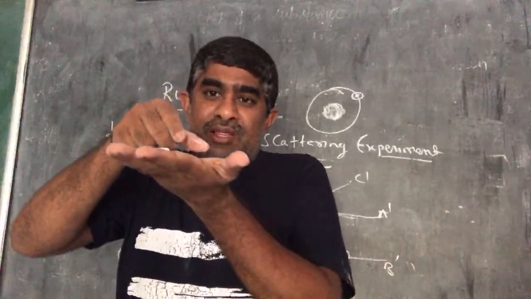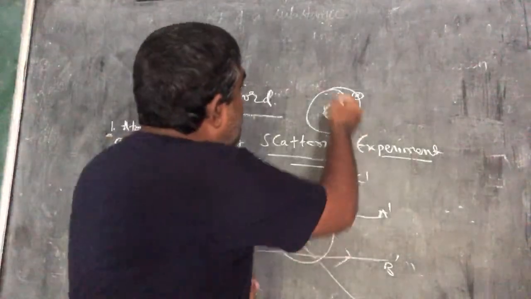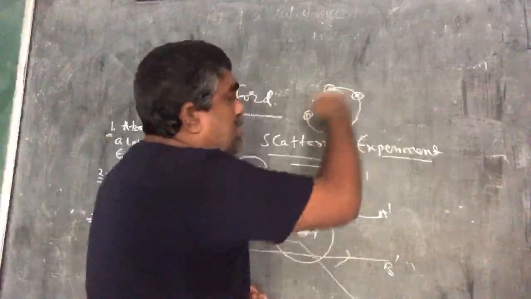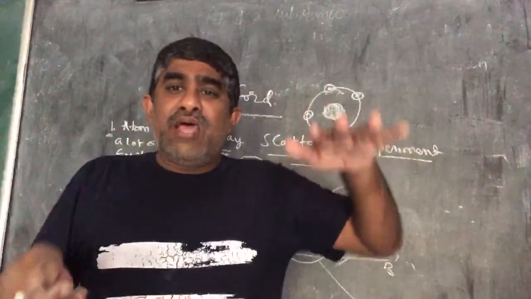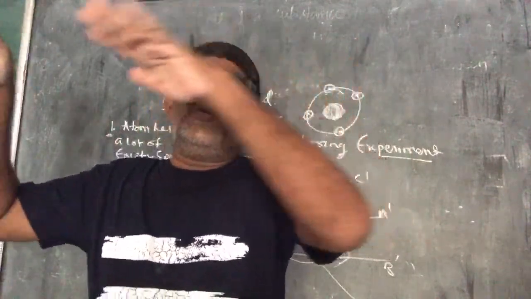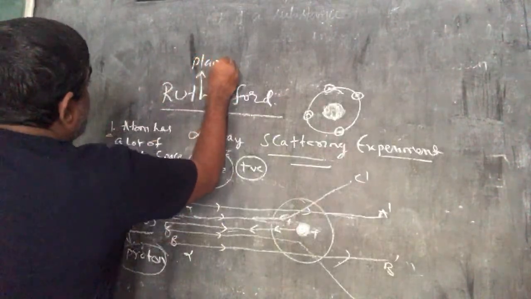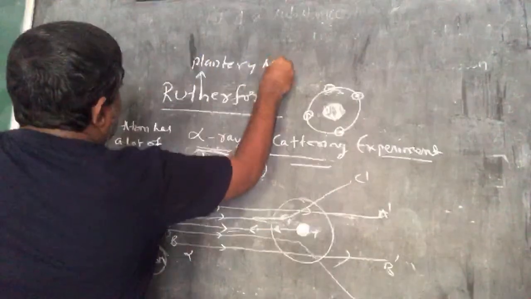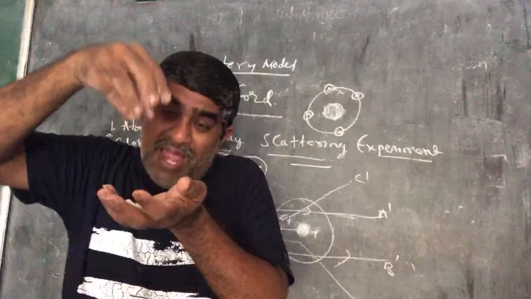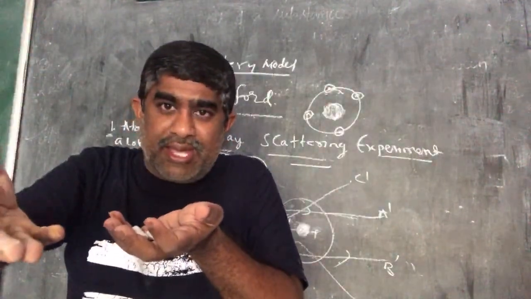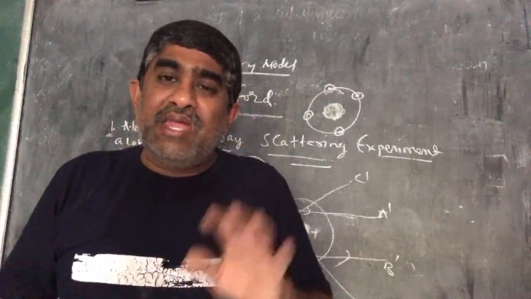So you know the solar system, planets revolve around the sun, right? Like that he said that nucleus center is a positive charge, so electrons revolve around the nucleus in a circular path. Understood? He stated that electrons revolve around the nucleus like planets revolve around the sun. That's why Rutherford atomic model is also called planetary model. What is it called? Planetary model. Why did he say planetary model? As planets revolve around the sun, like that electrons revolve around the nucleus. Very good.